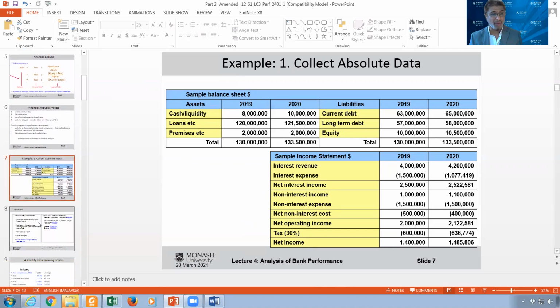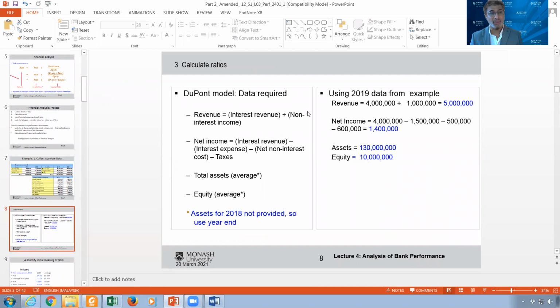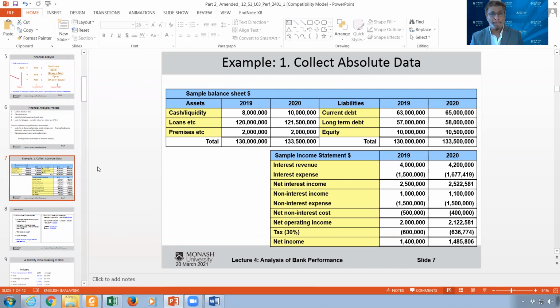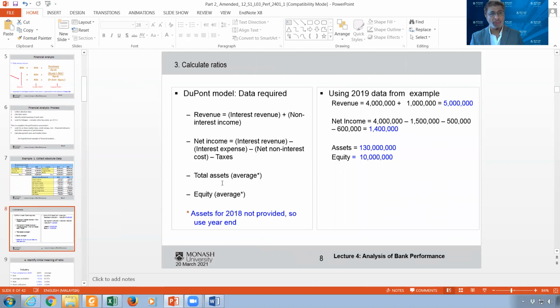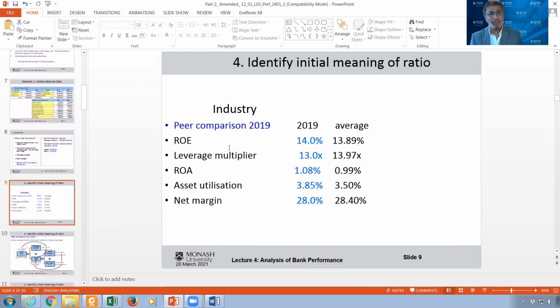So I will start calculating now the components. As you can see, I can calculate the revenues. I can calculate the net income. I can calculate the assets and the equity as averages. So the net income is interest revenues minus interest expenses minus the other items, which are these numbers. So the total assets, we take averages of the 2 years. For 2019, we cannot take the average because I don't have 2018. So I take only the average for 2020, but usually we have to take the averages. Anyways, this is what I have.